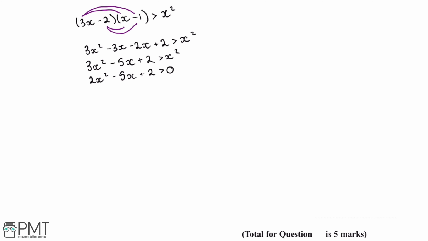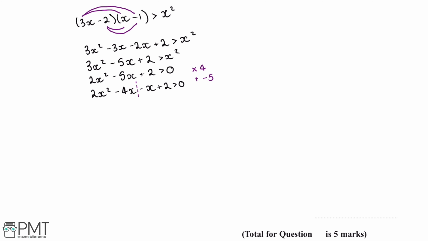So in order to factorise it, we want to multiply the coefficient of the x squared term by the constant. And this tells us that we need two numbers which will multiply together to give us 4. And then we'll take this middle number here, the x term, and this tells us that we need two numbers which will add together to make negative 5. And two numbers which will fit this criteria are negative 1 and negative 4. So we can rewrite this inequality as 2x squared minus 4x minus x plus 2 is greater than 0.